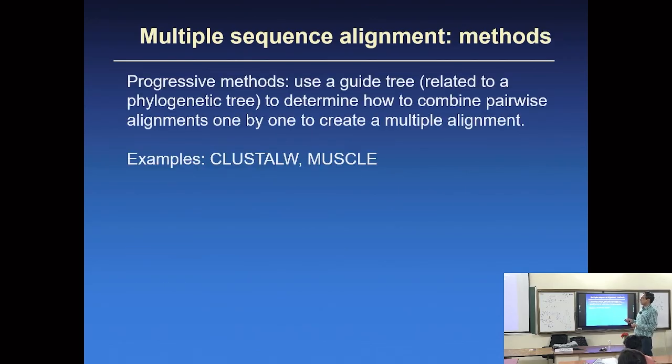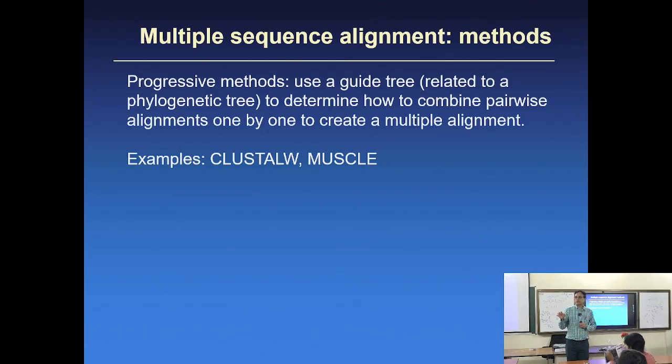Now methods. Just like pairwise alignment, where you can use dynamic programming algorithms for obtaining the optimal alignment, you can use dynamic programming algorithms for multiple alignment also. But it becomes really very complex. Computationally, it is just not feasible to obtain the best alignment using this method.